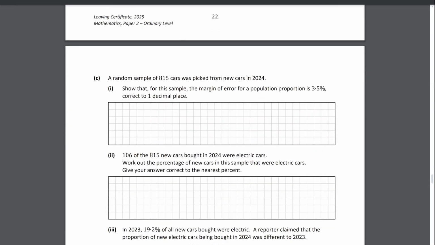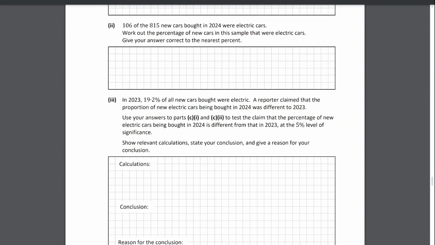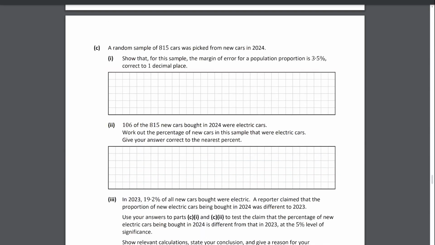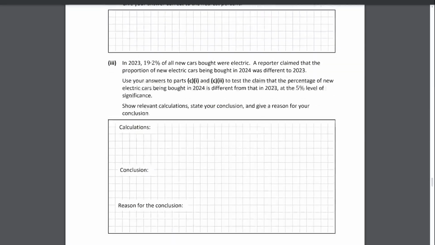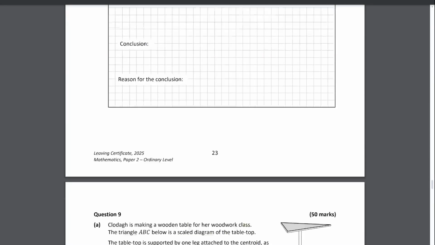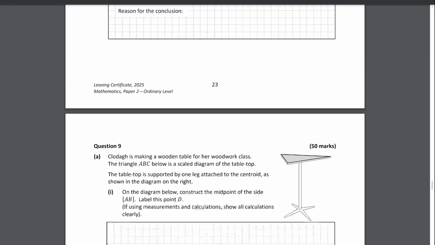Then we have some population stuff. So this is another pretty standard hypothesis test. They kind of gave you the steps for doing that. So you work out the population proportion, the error, smack the two of them together and you reach a conclusion. Okay, now question 9.